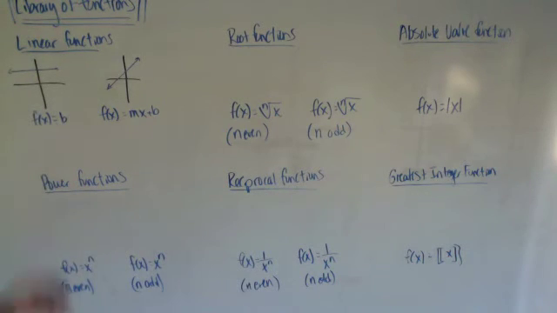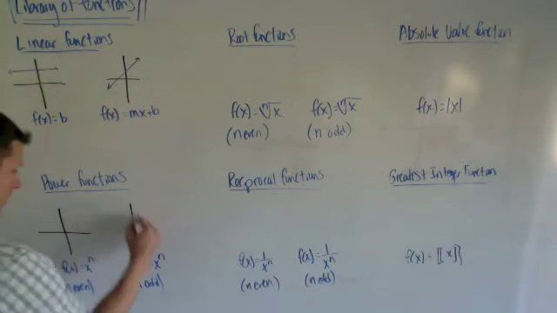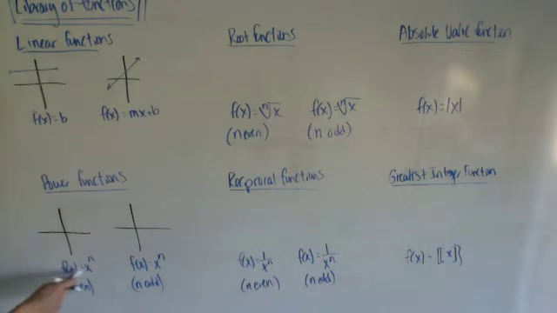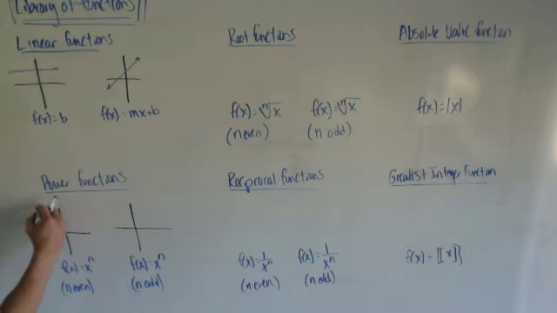We also have power functions, and we separate them into two types: when n is even and when n is odd. So think of this one as like f of x equals x squared, or f of x equals x to the 4th, or f of x equals x to the 6th. That exponent is an even number. If it's an even number, in general they're going to look like a parabola. Okay?